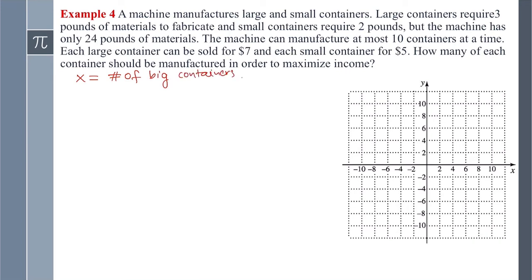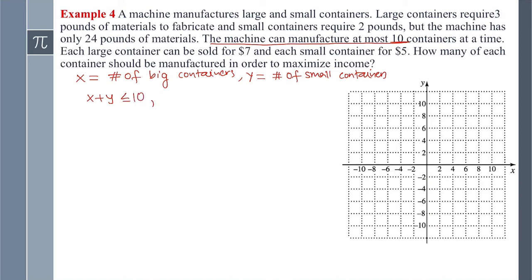And then let's say y represents the number of small containers. Now, the machine can manufacture at most 10 containers. That means x plus y cannot be more than 10. So the maximum is 10, so it has to be less than or equal to 10. So we have one inequality here.